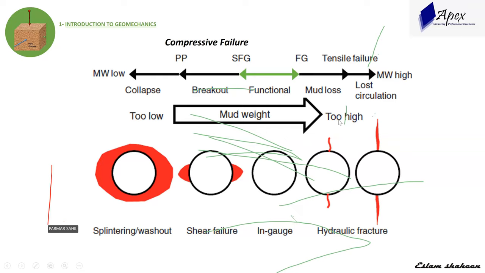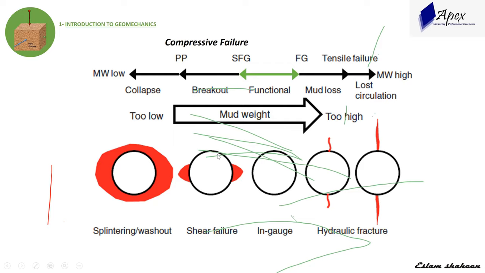When the mud weight is in the safest window, we have what we call an in-gauge hole. We have an in-gauge well with no problems in it, okay? When the mud weight is low relative to what we call the shear failure gradient, we have a term called a breakout or shear failure. This breakout is a breaking of the rocks in a specified direction, okay?